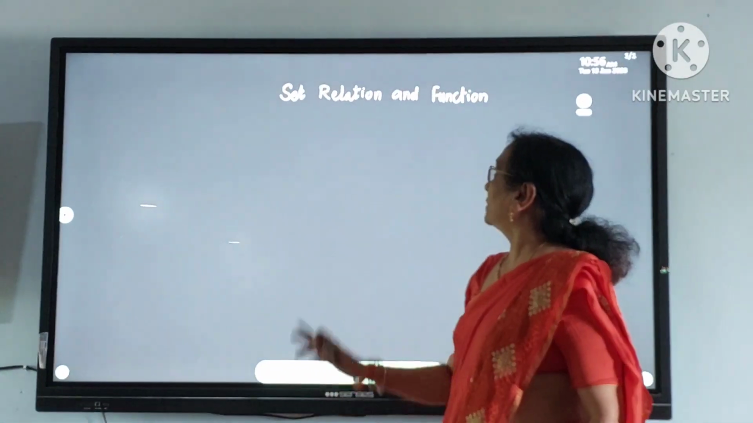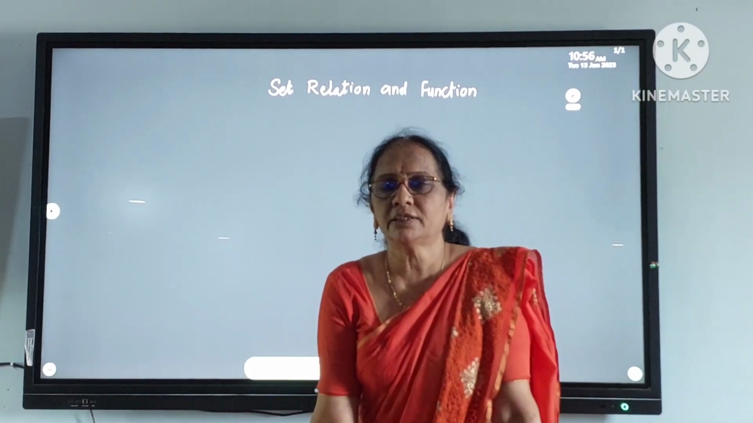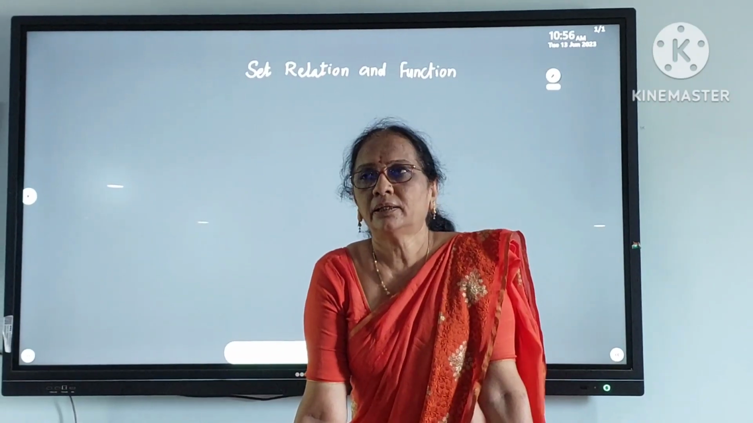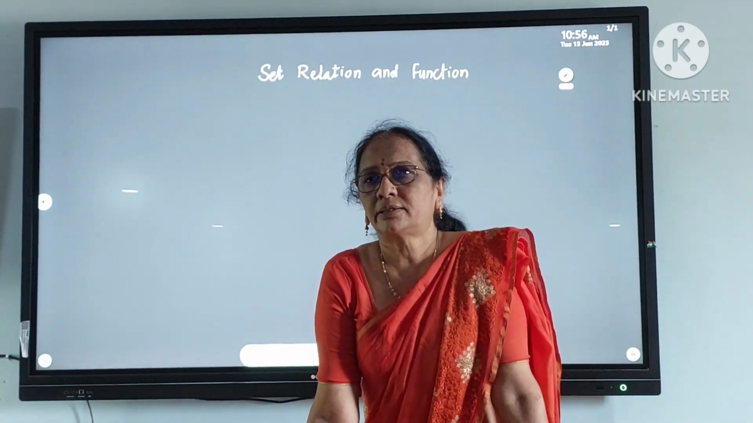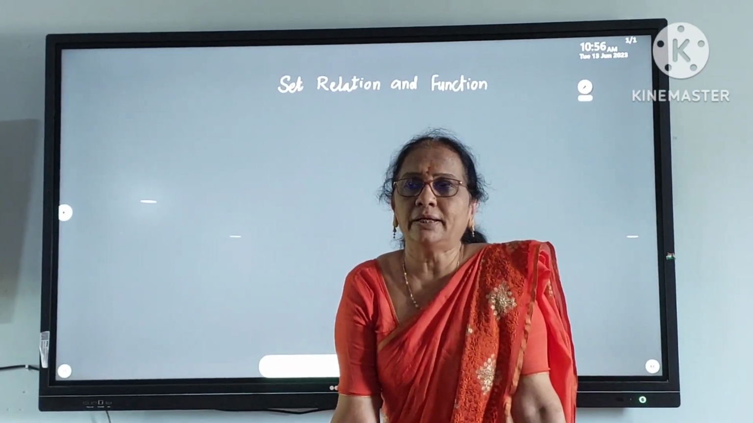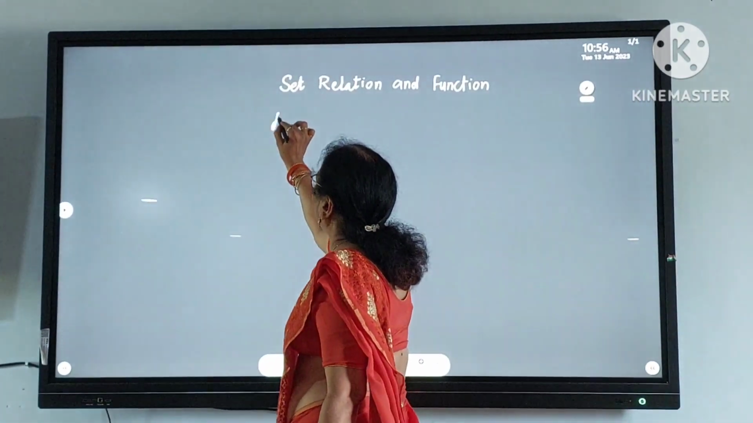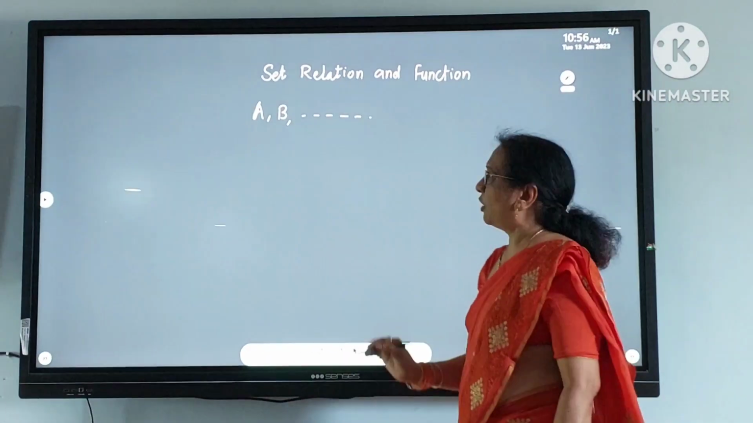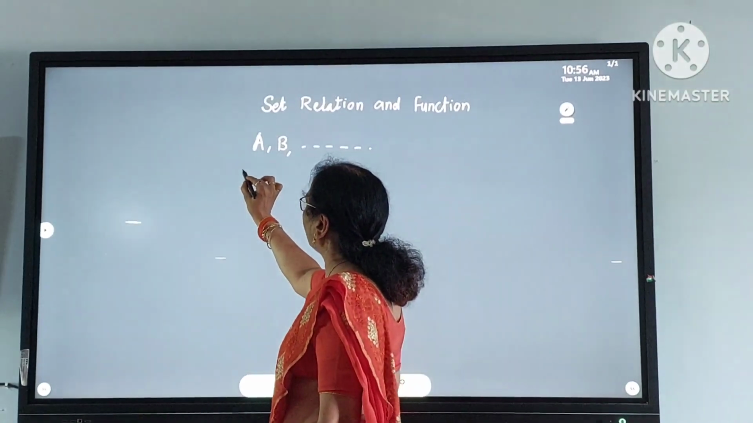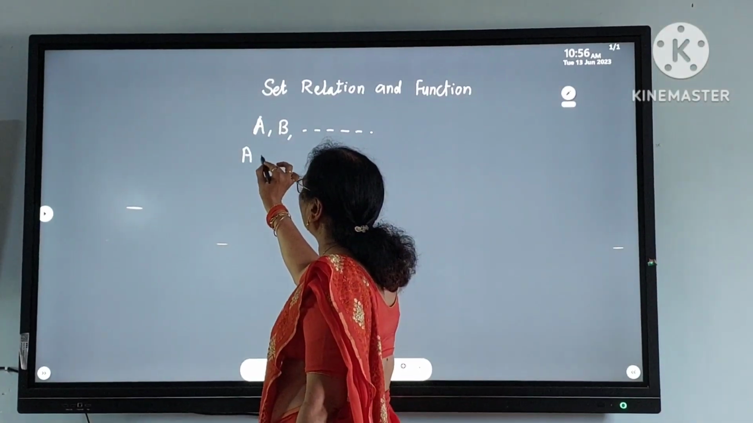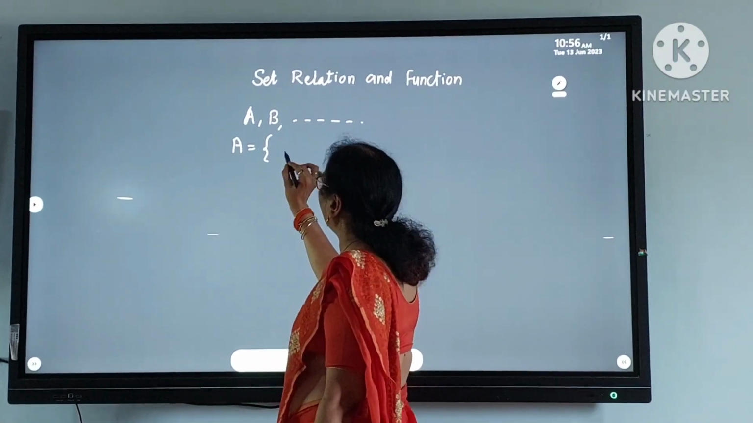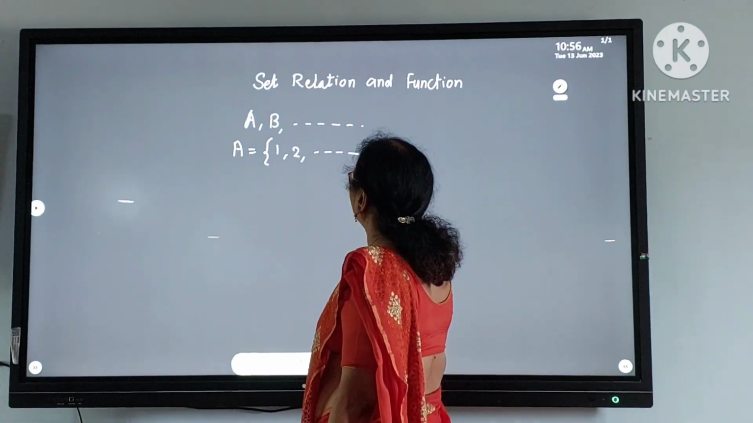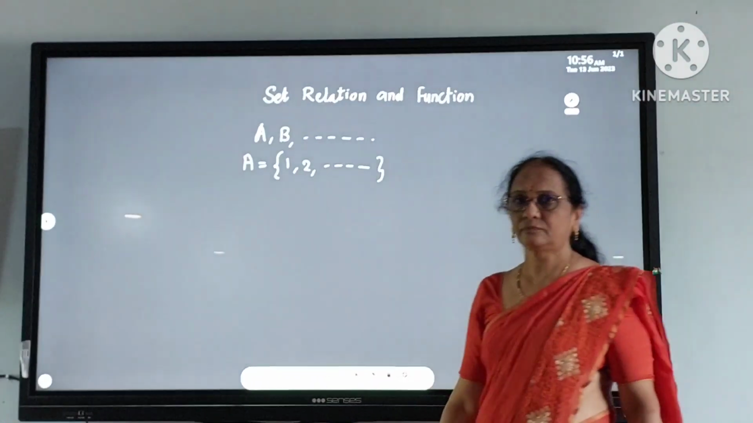So you know the word set. Set means it is the well-defined collection of objects, or you may say elements, and a set can be represented by the capital letters A, B, C, D and so on. So how to represent the set of natural numbers? We consider it as A, and then the natural numbers which start from 1, 2 and like that. This is the representation of a set.